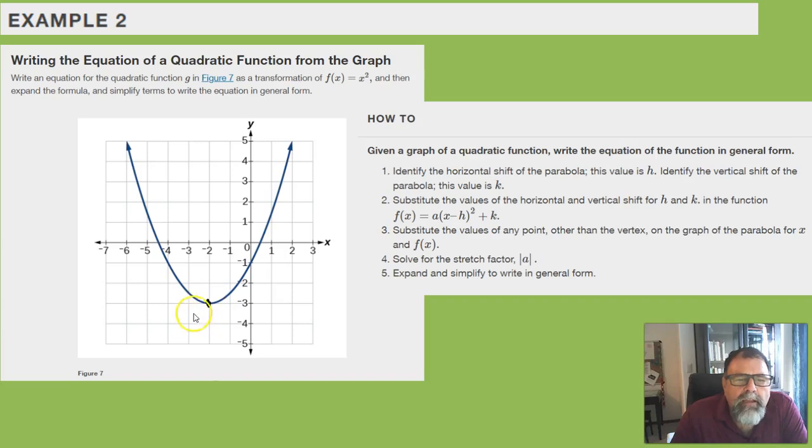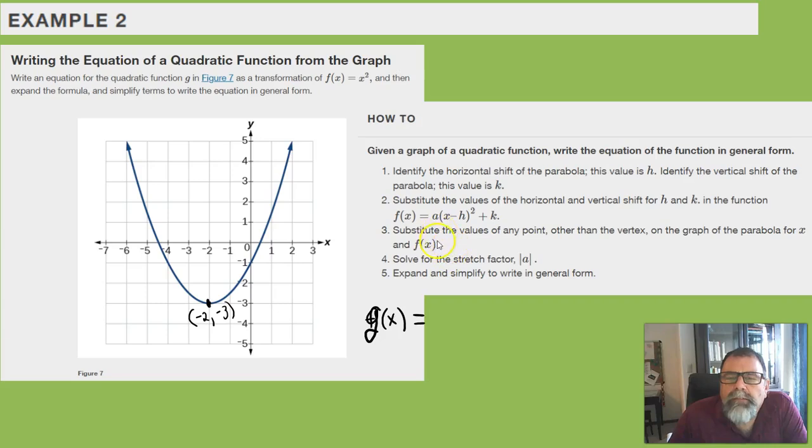That's your h, k. So -2, -3. So we shifted to the left 2, down 3. So h is -2. So we're going to substitute those in the function. So f of x is equal to, oh, they wanted us to call it g of x, right? G.